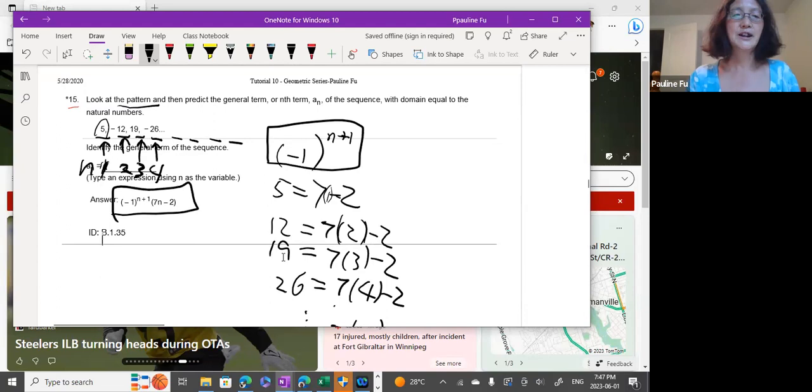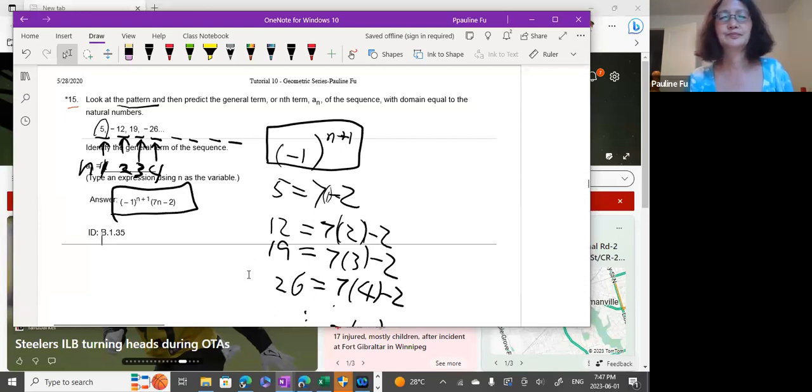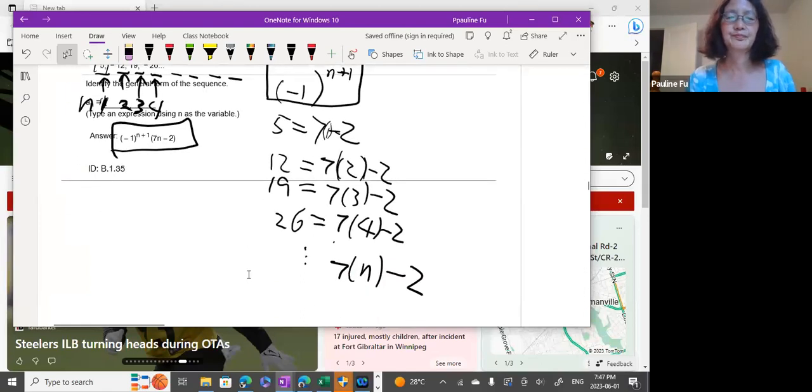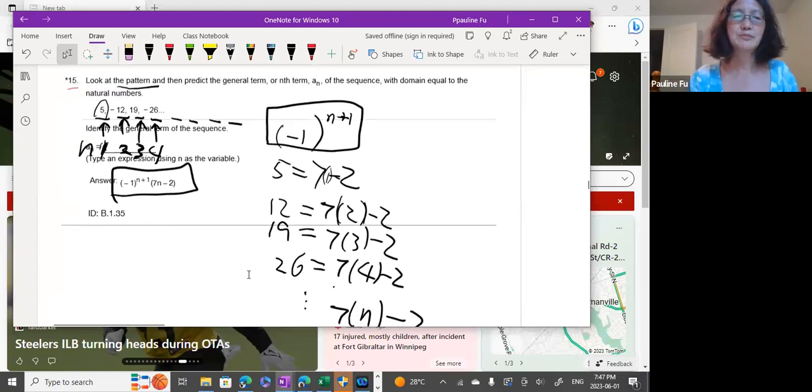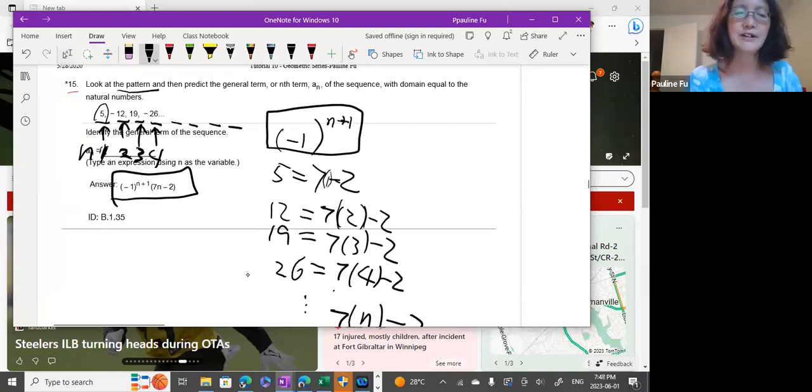By the way, this sequence is not an arithmetic sequence. This sequence is not a geometric sequence. This is just a normal, regular sequence. Arithmetic sequence and geometric sequence are special forms of sequence. Any questions? So can you predict the next number after negative 26? Can you predict? Anyone?